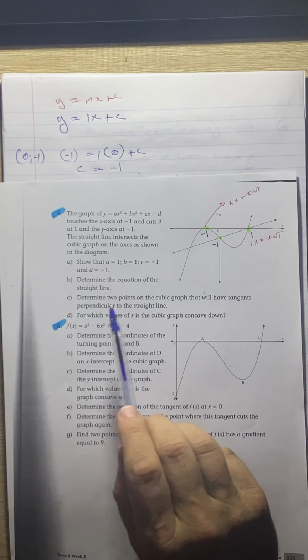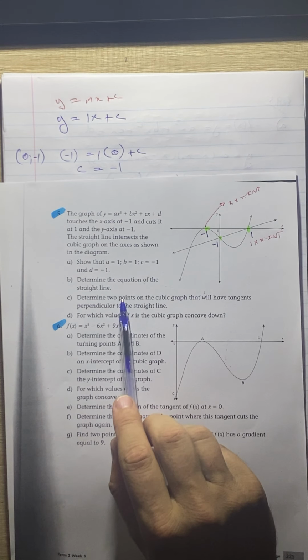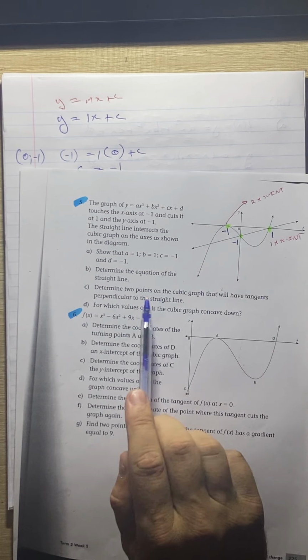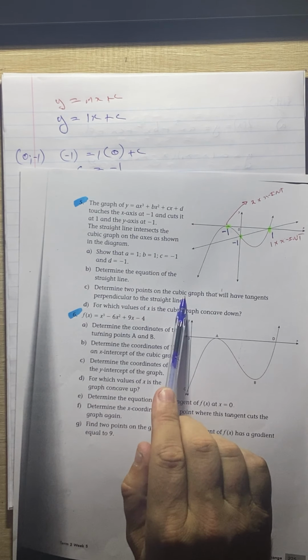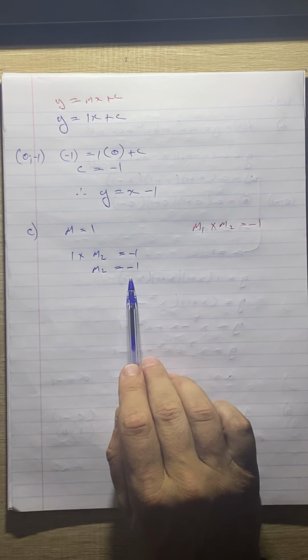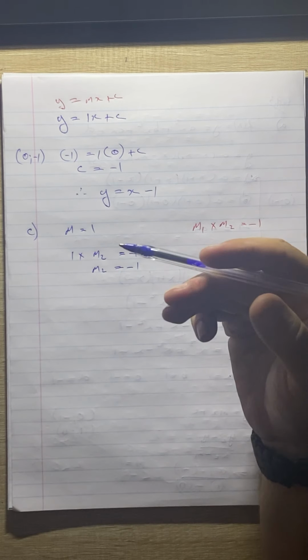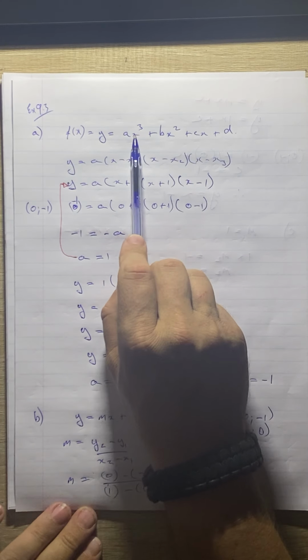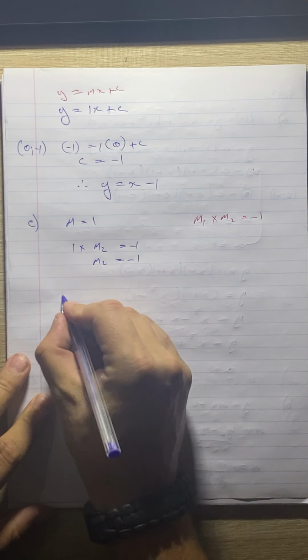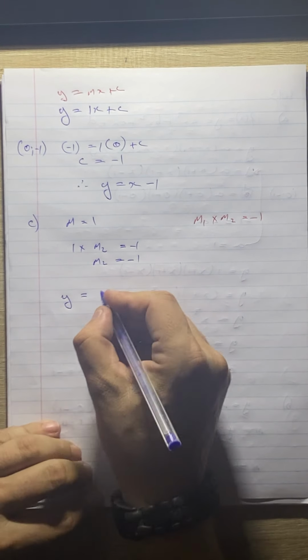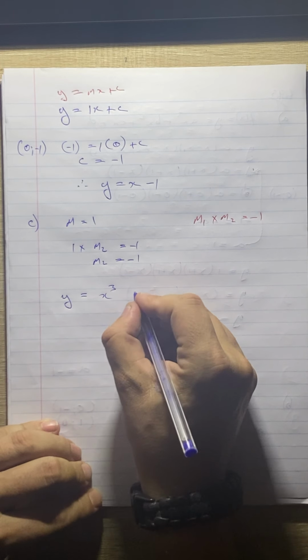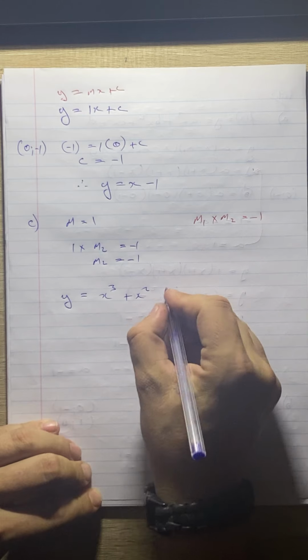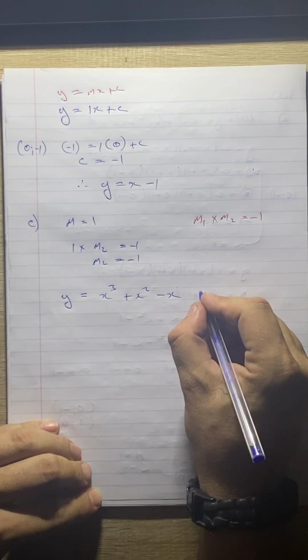And we want to know where this gradient of minus 1, whatever the line is, will touch our cubic graph. Now that we've got the gradient, remember how we find gradients? We differentiate. Now that we know what A, B, C, and D are, I can put that back into the original up here. So y is equal to, A was 1, so x cubed, B was 1, so plus x squared, C is minus 1, so minus x, and D is minus 1.